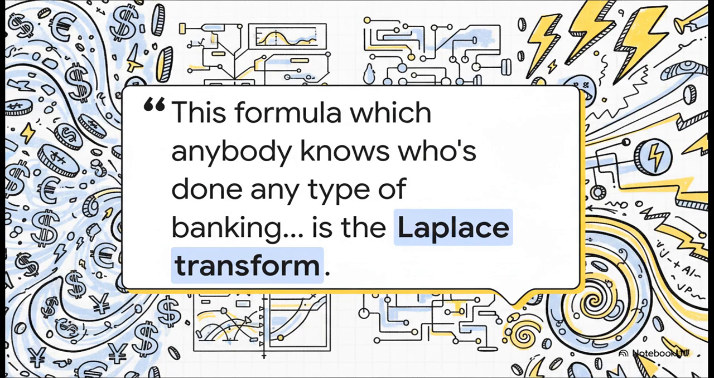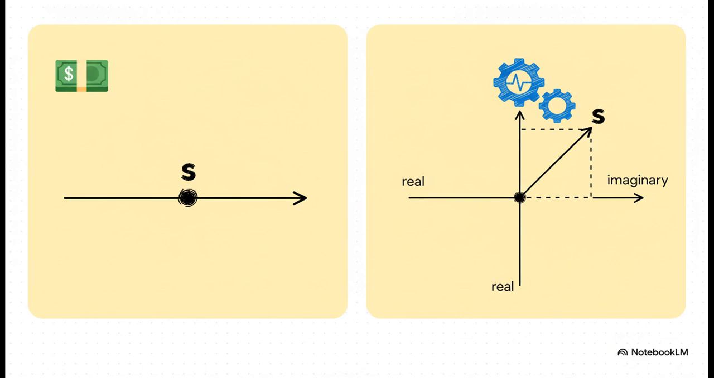I mean, how wild is that? You have these two completely separate fields, economics and engineering, and they both independently came up with the exact same mathematical framework to describe their worlds. One for the flow of money, the other for the flow of energy. But here's where it gets really, really interesting. There is one tiny but absolutely profound difference.